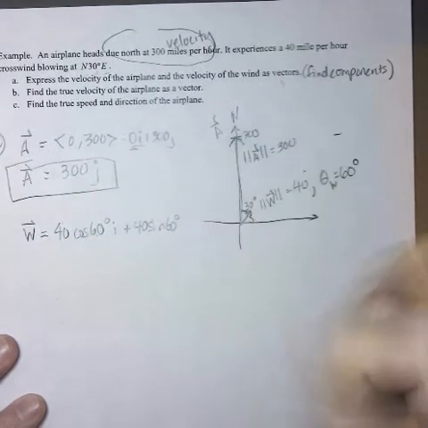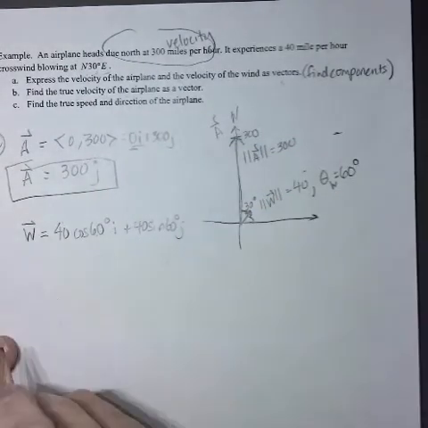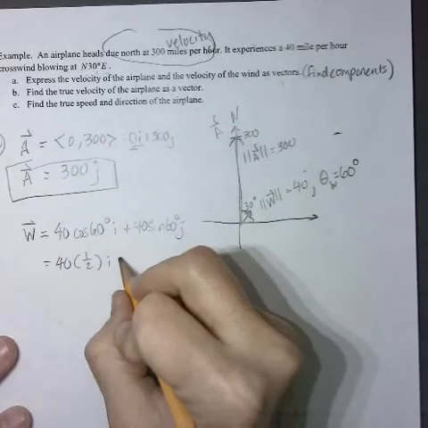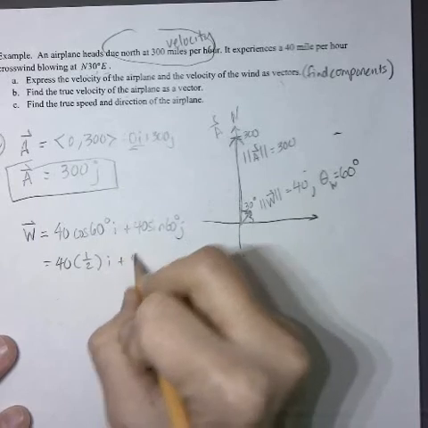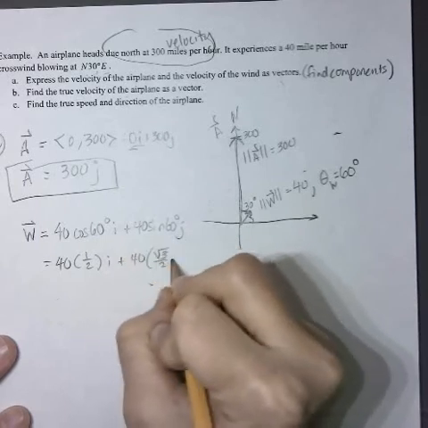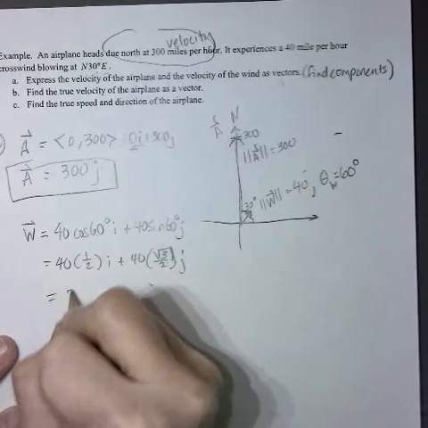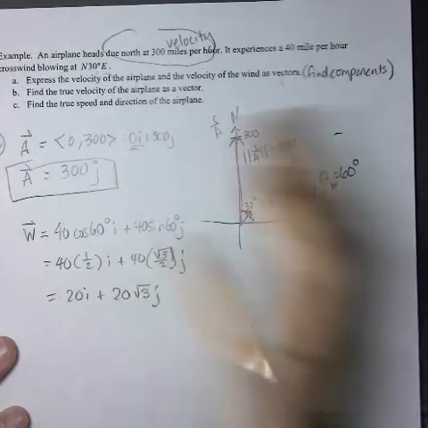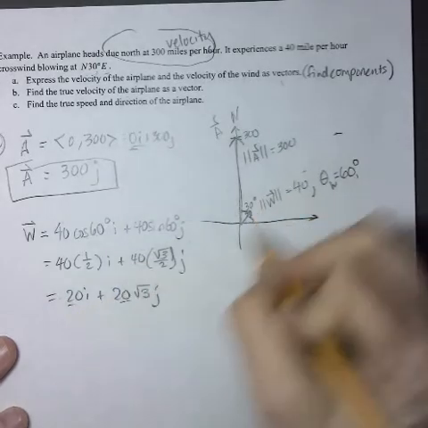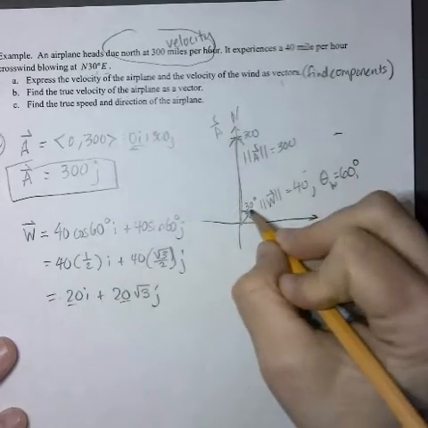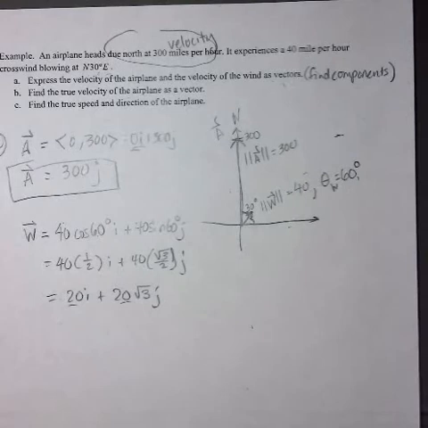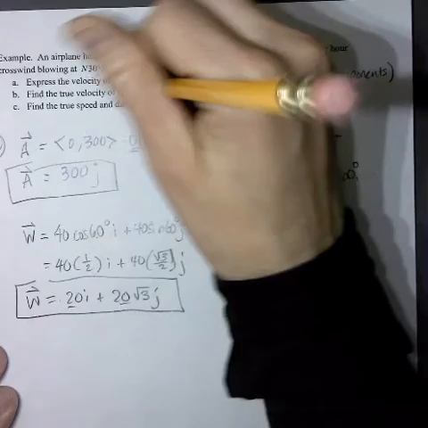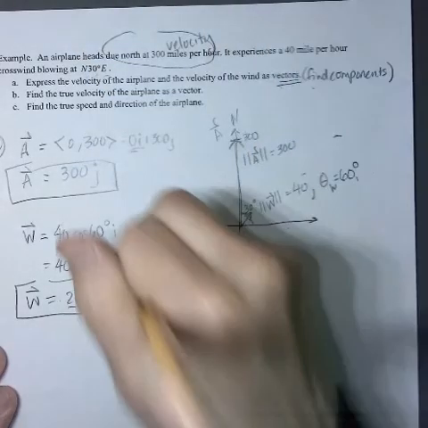I'll just use IJ notation now. So 40 times 1/2 I plus 40 times the square root of 3 over 2 J. So 20I plus 20 square root of 3 J. These numbers are the ordered pair at the end of the vector. Okay, so this is what we're talking about in part A when we say express these things as vectors. You want to find the components of each vector. We're done with part A.